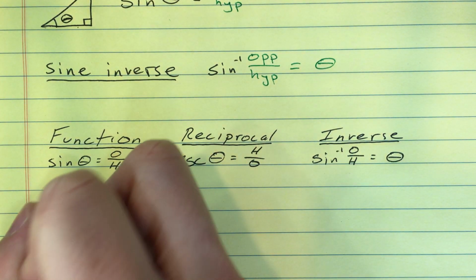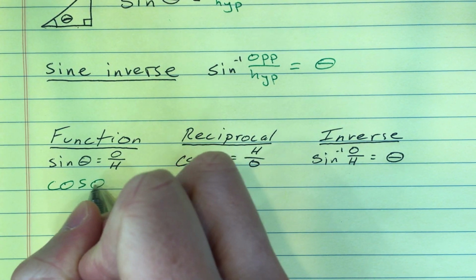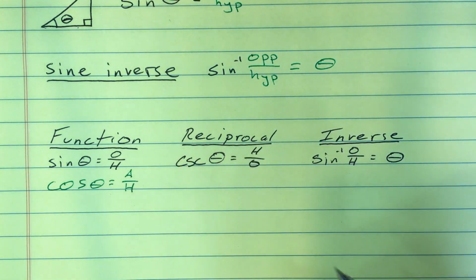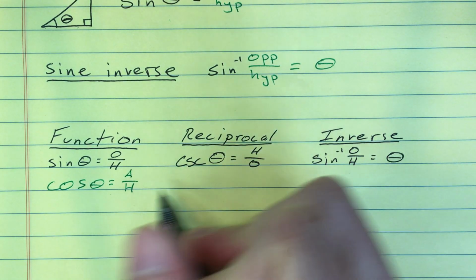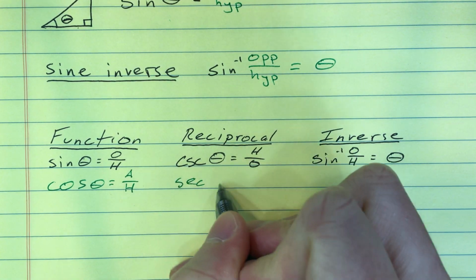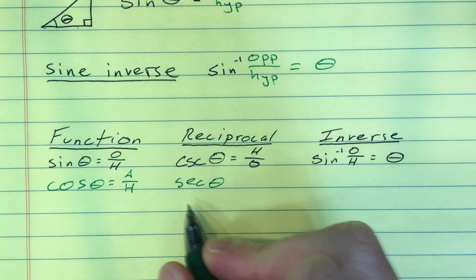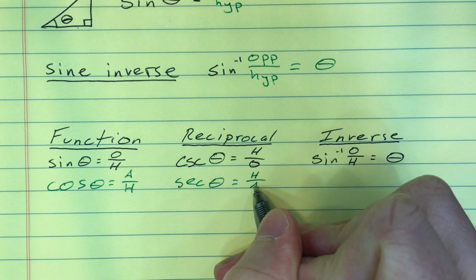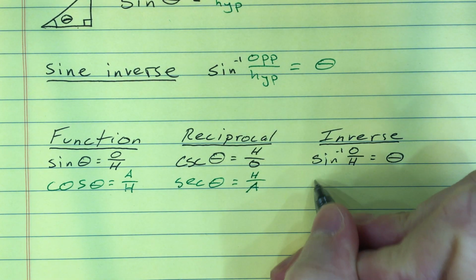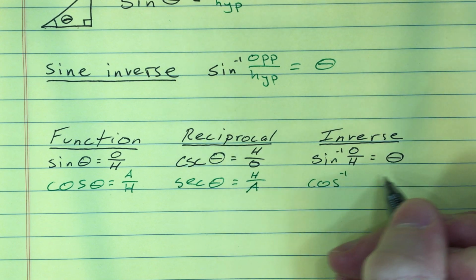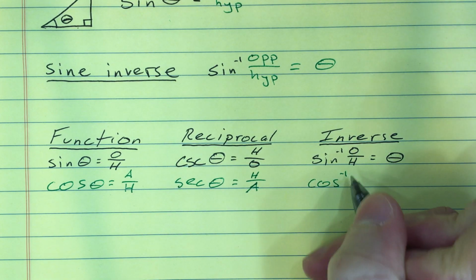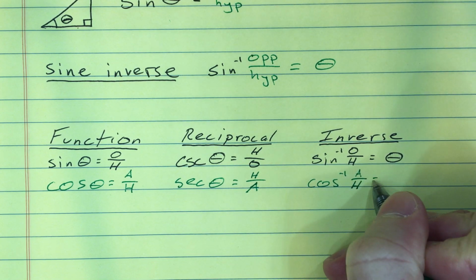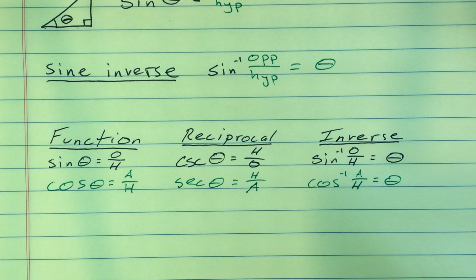So we've got sine, and then we have cosine of theta. We know that gives us the adjacent side over the hypotenuse. The reciprocal of cosine is secant. If you plug in theta to secant, it's going to give you the hypotenuse over the adjacent side. And then the inverse would be cosine inverse. And you would plug in your adjacent side over your hypotenuse, and it's going to tell you the angle theta.